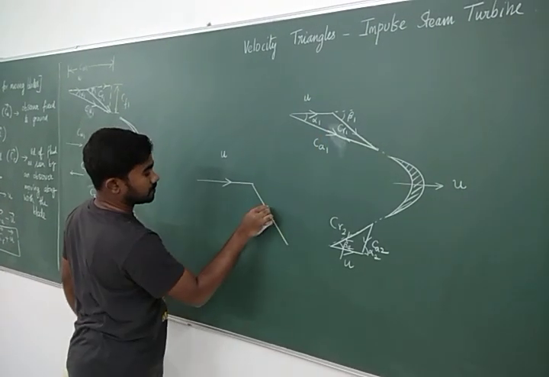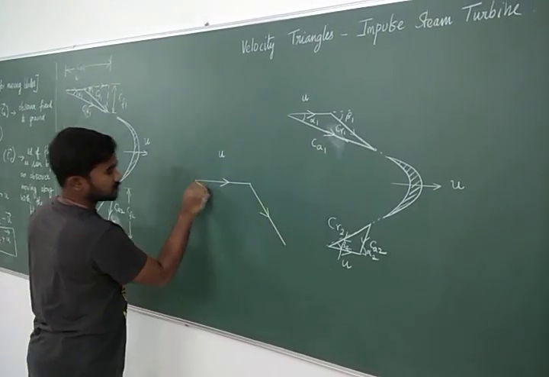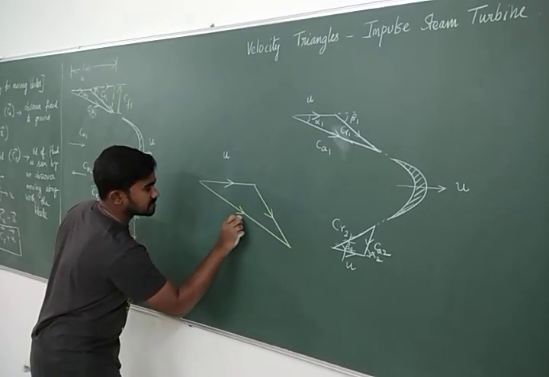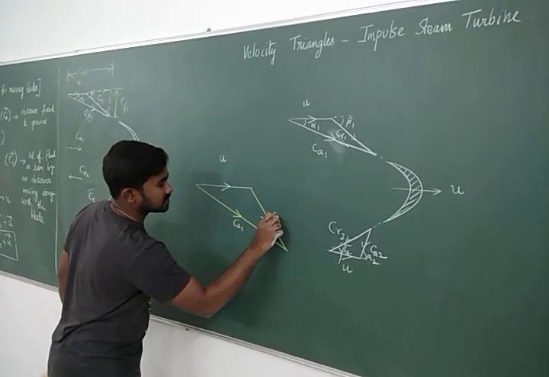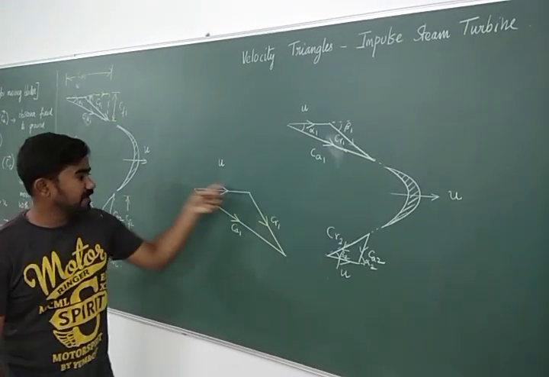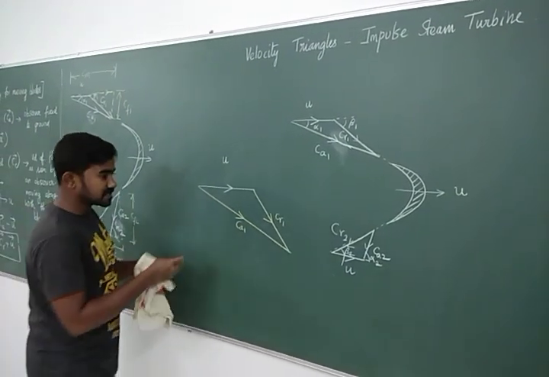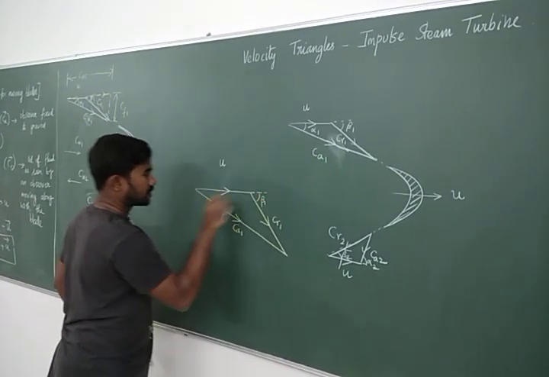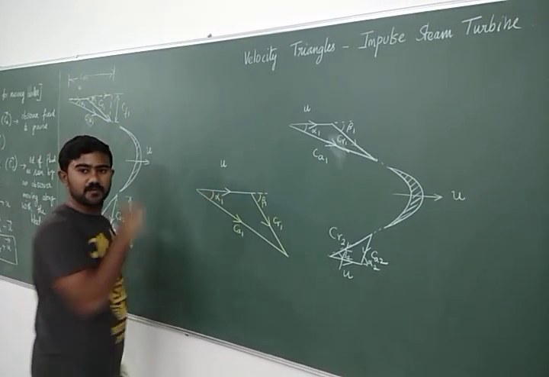This is CR1 and this will be CA1. Do you agree? This is CA1 and this is CR1. Are you there? The inlet velocity triangle is like this. Now what is this angle? This angle is beta 1. This angle is alpha 1.